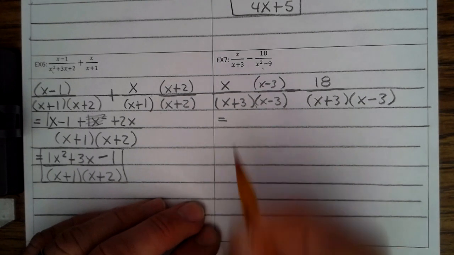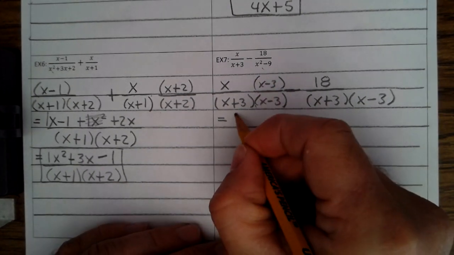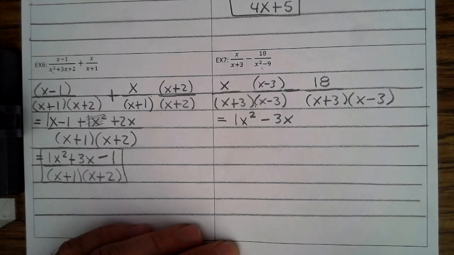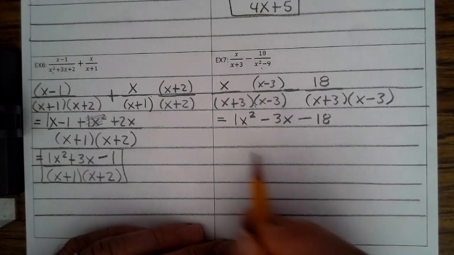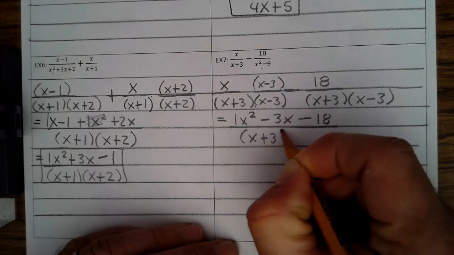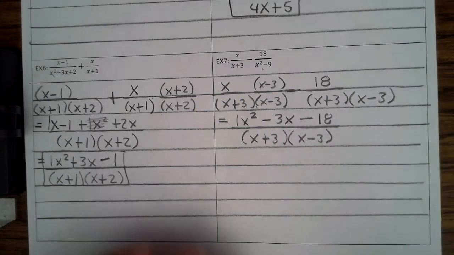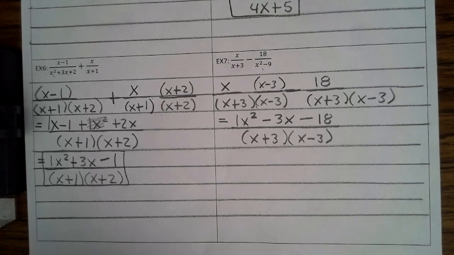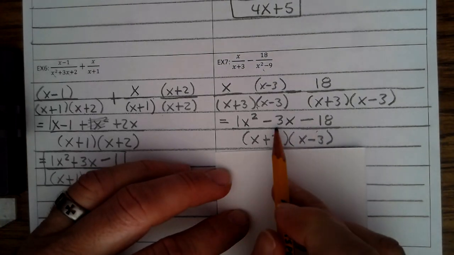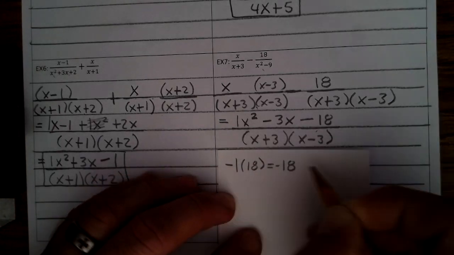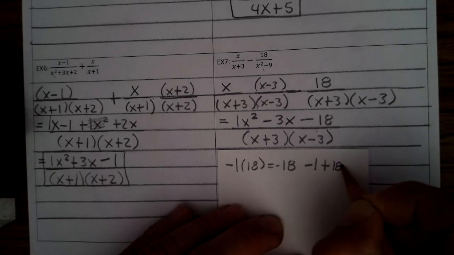Now we simplify the numerator, so x times x is 1x squared. x times negative 3 is negative 3x minus 18 divided by x plus 3x minus 3. Now, the last step is to factor the numerator. So we need to find all the combinations that make negative 18 and combine to be negative 3. So negative 1 times 18 is negative 18. Negative 1 plus 18 is negative 17. That doesn't work.